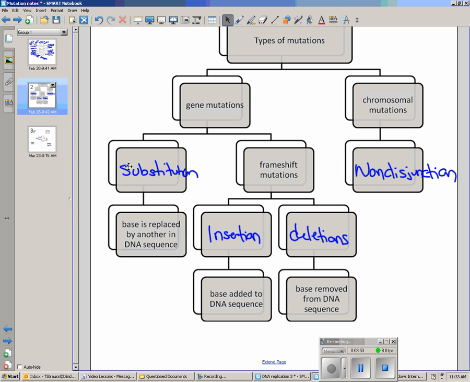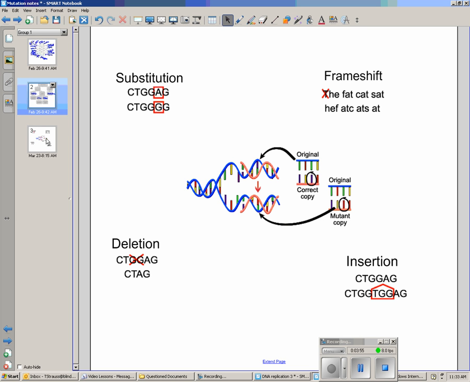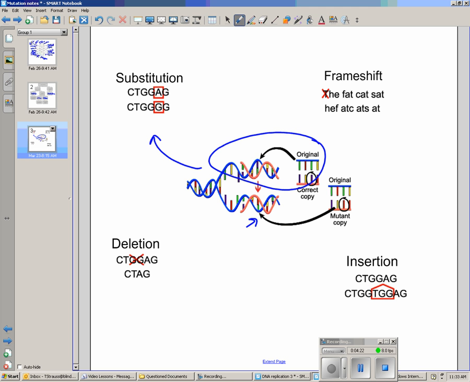If we look closer at each of these, if we had some base sequences, and we'll start up here, we're looking at this DNA strand unwinding. So this is our original strand up here, and the correct copy is put in. Well, in this copy down here, we're going to call the bottom our mutant copy because there is a base that is different. This would actually be called a substitution, because now if our code read CTGGAG, now it's being read as CTGGG. So that's going to change when it eventually gets coded into mRNA because it's going to change the bases that are read.